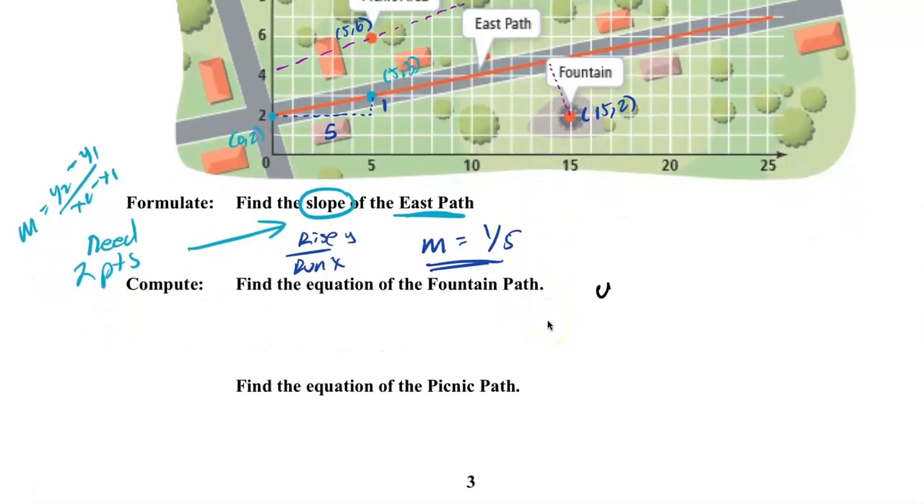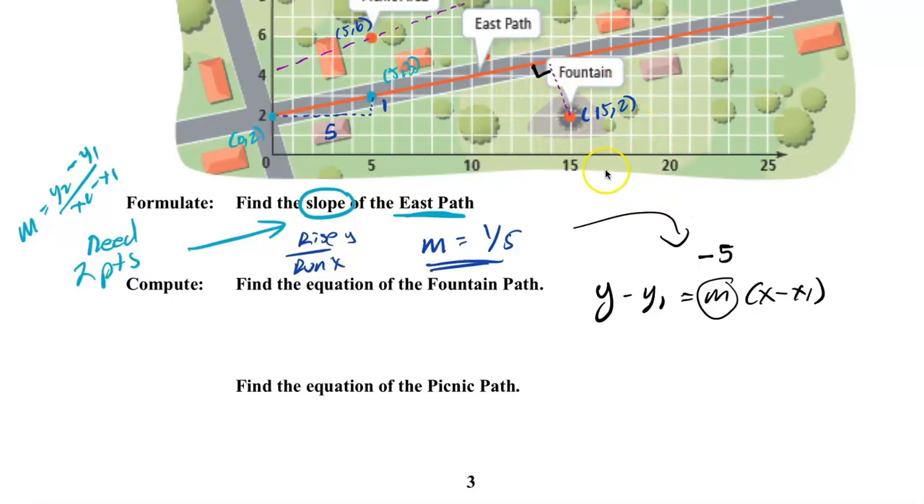So write our equation, y minus y1 equals m(x minus x1). Our fountain path is right here. It's perpendicular to the east path. So remember, if it's perpendicular, I need a perpendicular slope. So I need to flip that and change the sign. So negative 5 is my slope, because it's perpendicular to the east path. And then my point is 15, 2. So y minus 2 equals negative 5(x minus 15).